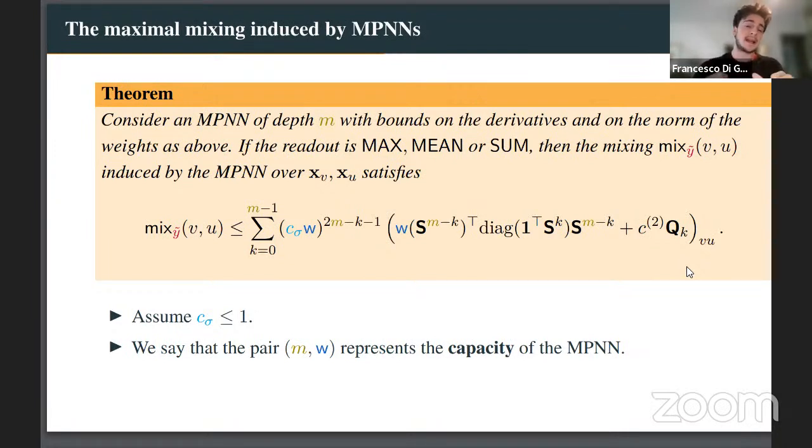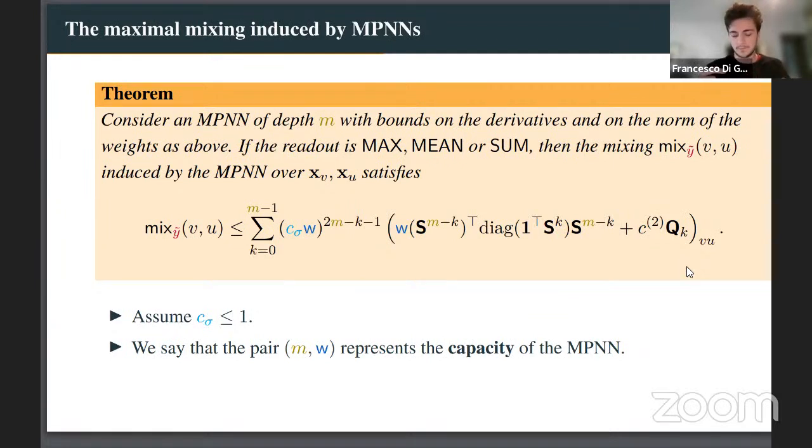First, how the architecture is contributing to the mixing, or which parts of the architecture are contributing the most to the mixing. And second, which properties of the graph topology affect the mixing the most, or if you like, how does the location or mutual location of the nodes V and U affect the mixing the most?